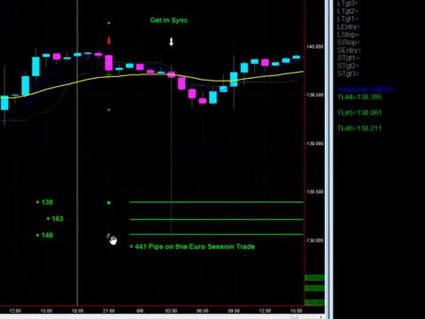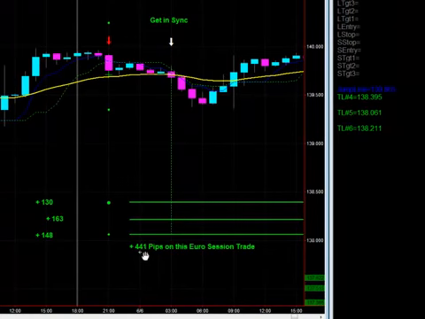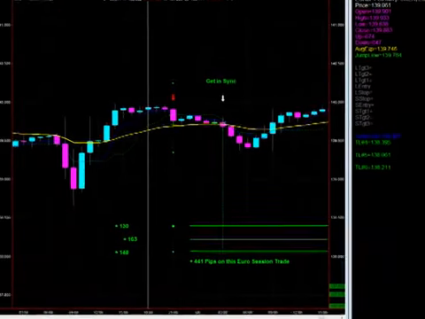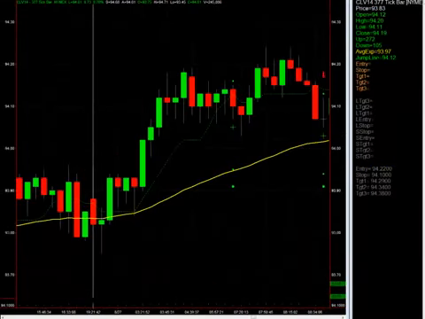Made 130 pips to this target, 148 pips to this target. The trailer made 163 pips, 441 pips on one single trade on an hourly chart trading the euro yen with the Trend Jumper Reversal Trader. Trades great on futures as well.